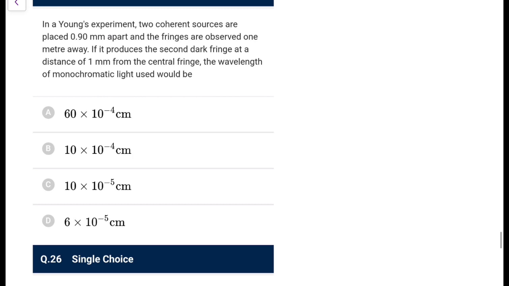Next, 25th. In YDSE, two coherent sources are placed 0.90 millimeter apart. Fringes are observed 1 meter away. They produce the second dark fringe at 1 mm from the central fringe. So what we have, the location would be at 1 mm, which means d sin theta, that is dy by D, is equal to the second dark fringe, that is equal to 1.5 lambda.